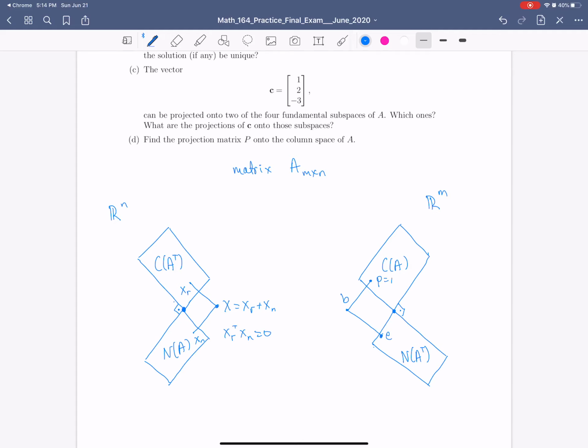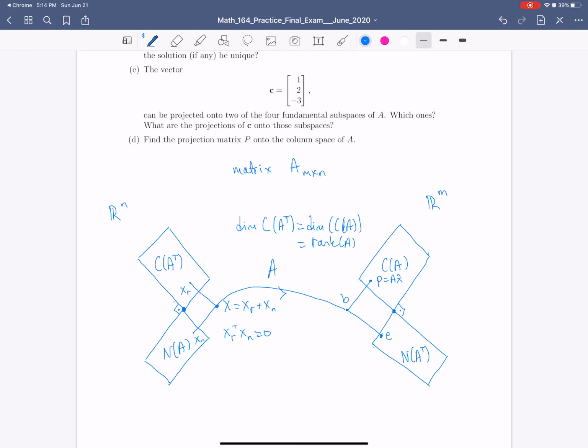So this P is A times X hat, the least square solution. So this is how things get mapped by using A. This is the fundamental theorem of linear algebra. The key is that the dimension of the row space of A is the same as the dimension of the column space of A, which is the rank of the matrix.